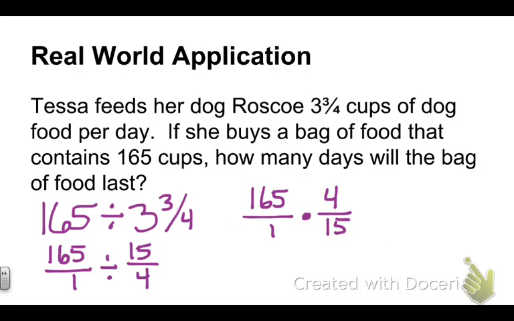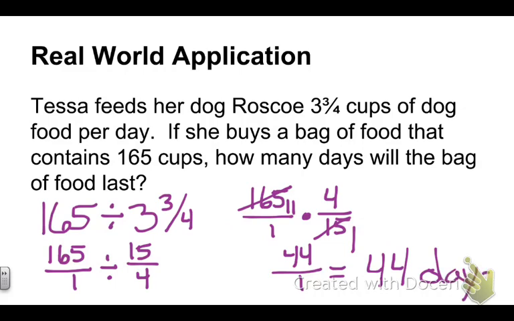And I know that I can take 15 divided by 15 and get 1, and 165 divided by 15 and get 11, actually. So now I can multiply. I've reduced those. So now 11 times 4 is 44. 1 times 1 is 1, and look how easy that is. 44 divided by 1 is going to give me 44 days as my answer. So we've got 44 days that the bag of food will last.